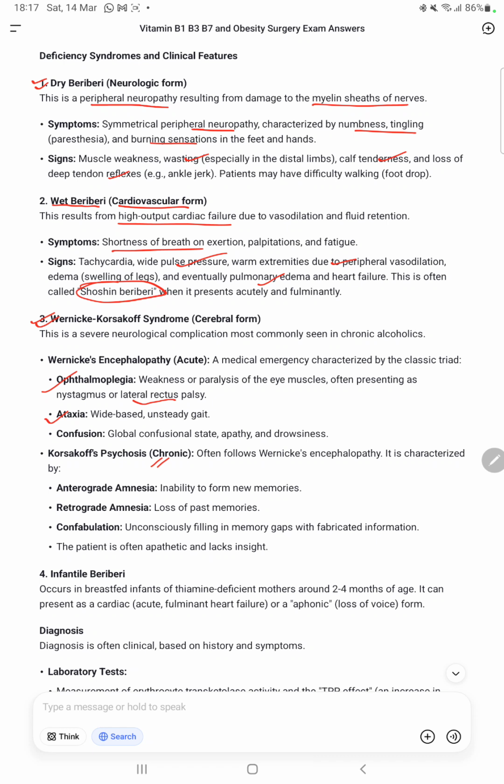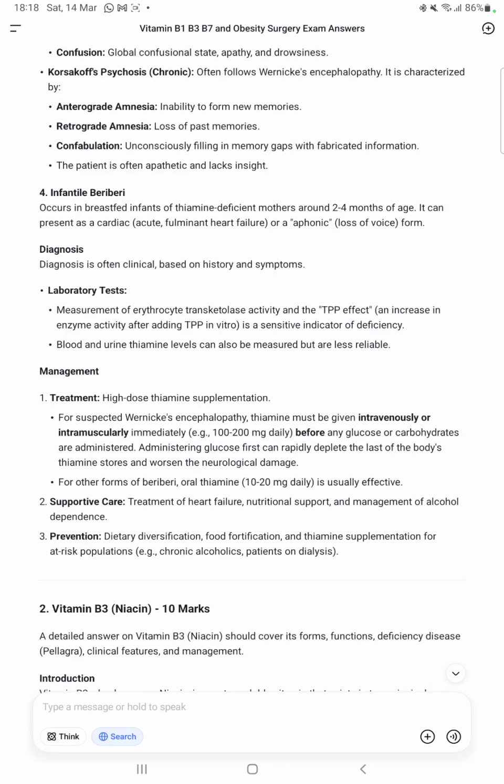Korsakoff psychosis is seen in chronic conditions. It often follows Wernicke's encephalopathy. It is characterized by anterograde amnesia, that is inability to form new memories, retrograde amnesia, that is loss of past memories, and confabulation, that is storytelling.